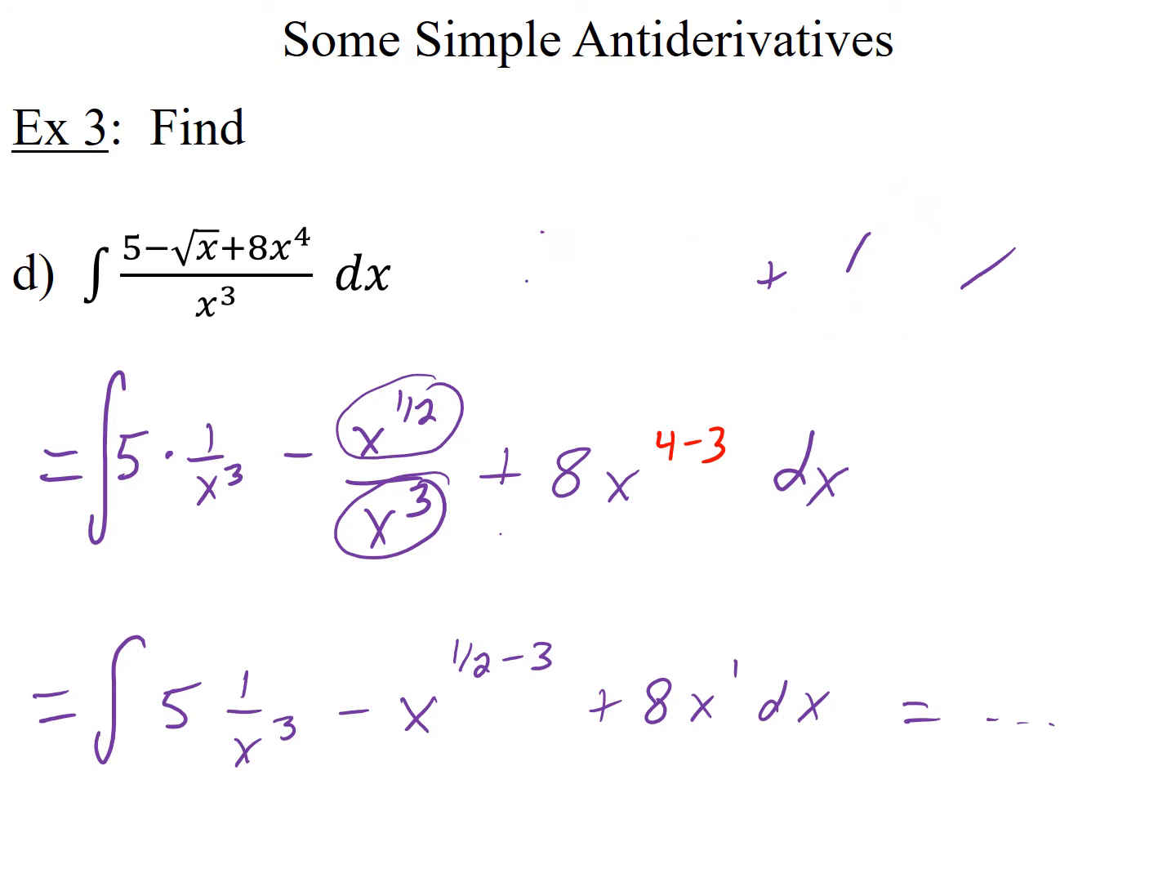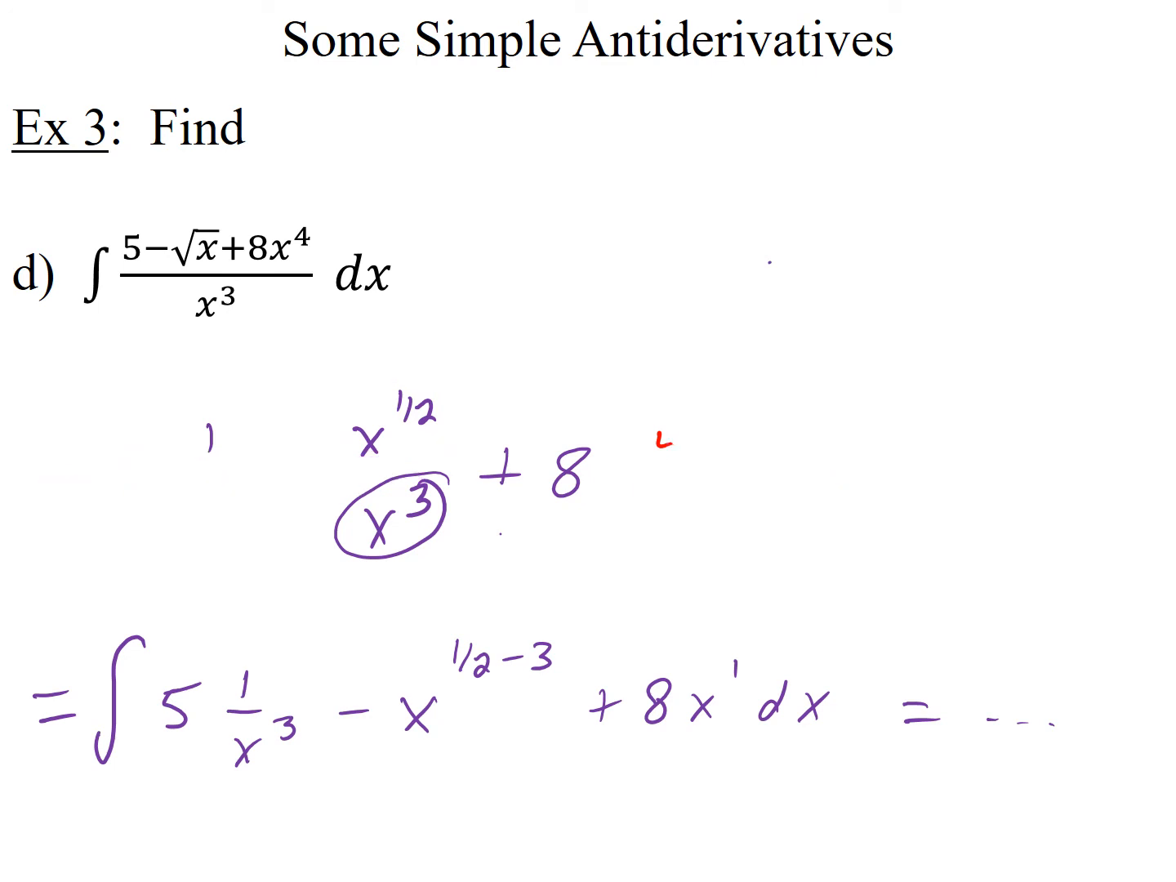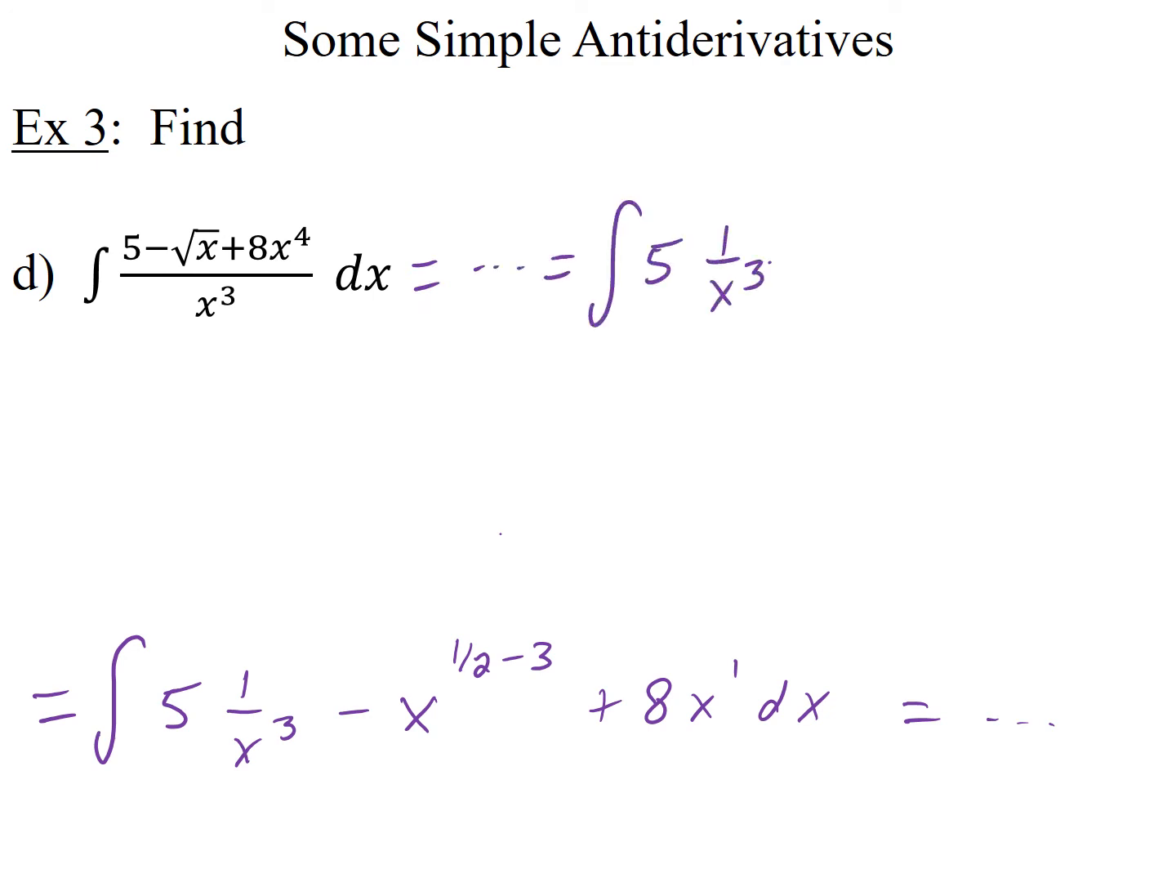So, x to the power 1 is just x, so I'm going to erase the 1. And then let's do half minus 3. Figure out what that is. So what is half minus 3? It's 1/2 minus 6 halves, so it's negative 5 halves. So I'm going to write equals, after some work, it becomes 5, 1 over x cubed. Again, I'm still just rewriting. This is x to the power of negative 5 halves plus 8x dx.